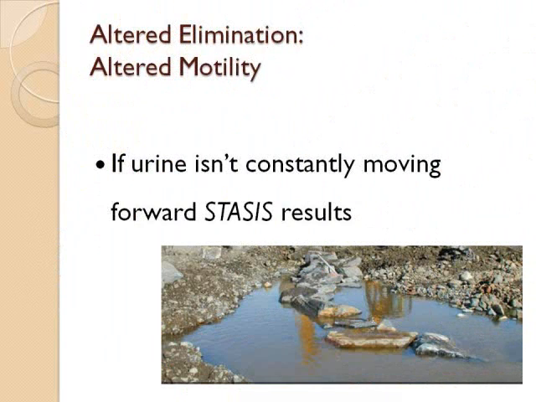First is altered mobility. If urine isn't constantly moving forward, stasis results. It's pooled somewhere, not moving on. When I think of this, I think of a stagnant pond. You have water in your backyard, out in the field, wherever, that's not moving. You get all kinds of undesirable things growing in there. Well, the same thing's going to happen if urine stays in one place. All kinds of undesirable things are going to happen.